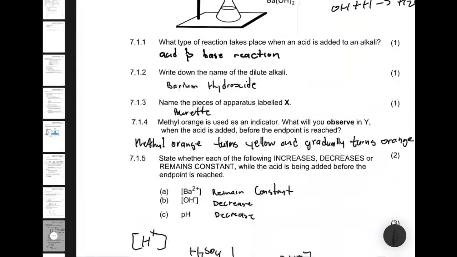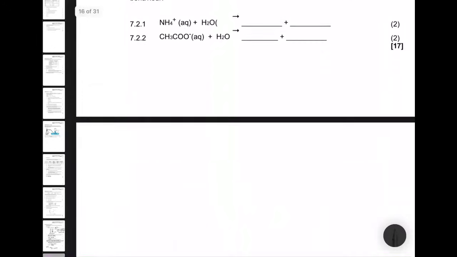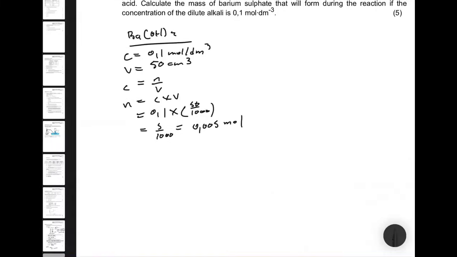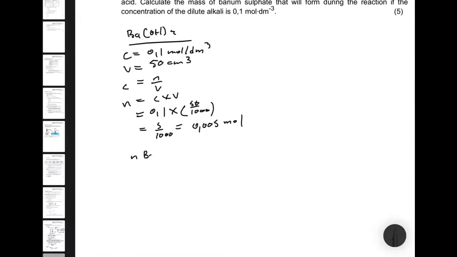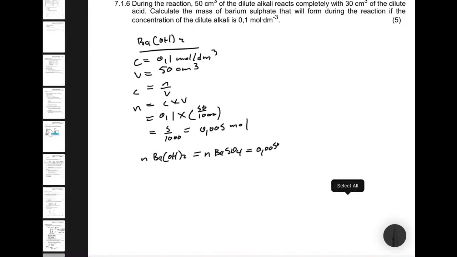So if we go back to our equation again, the balancing coefficients, we have 1, 1, right? So the number of moles are basically equal for all those three that I just indicated there. So the number of moles of Ba(OH)2 will be equal to the number of moles of BaSO4. So that will be 0.005 mole, right?